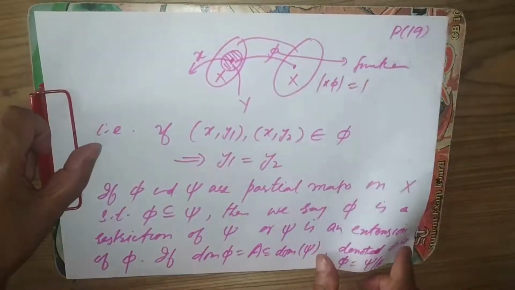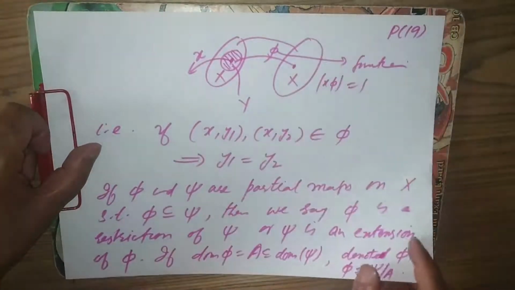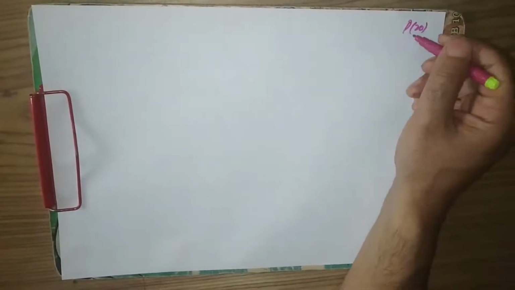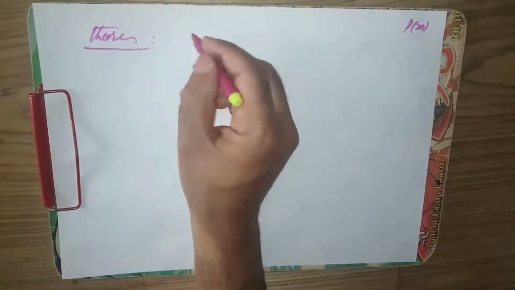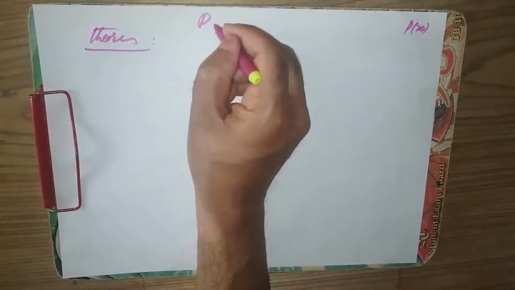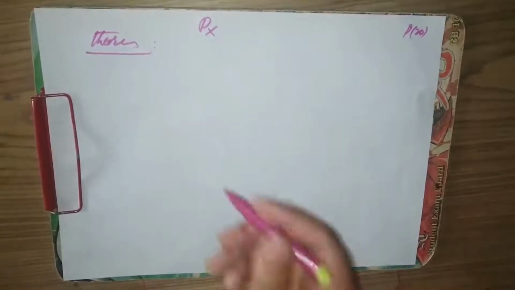Now in the next theorem we'll show that the collection of all partial maps is a sub semigroup of BX, the collection of all binary relations. It is denoted by PX. PX means the set of all partial maps on X, so it's a subset of BX.